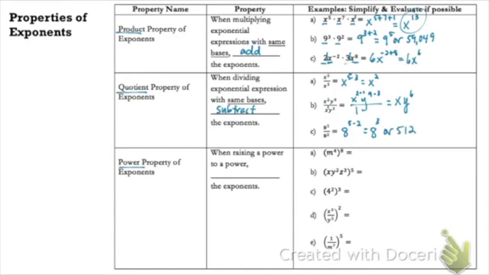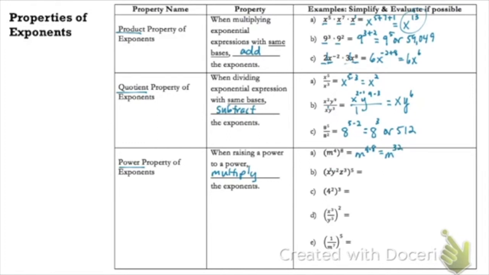Okay, lastly, sometimes you're going to need to take a power and raise it to a power. And when you do that, you're going to multiply your exponents. So we have m to the 4th, and then we're raising that to the 8th power. So we're going to multiply our exponents. So that'll actually be m to the 32nd power.